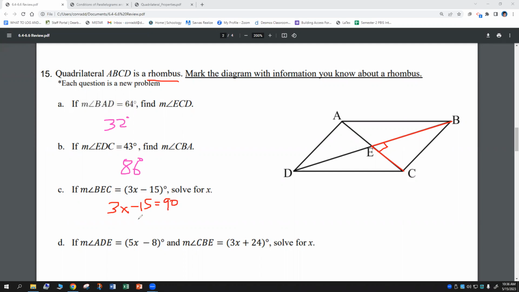If we add 15 to both sides, we're going to get 3x equals 105. And then we divide both sides by 3, we're going to get x equals 35.